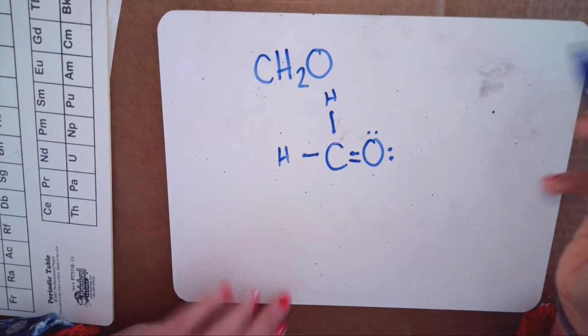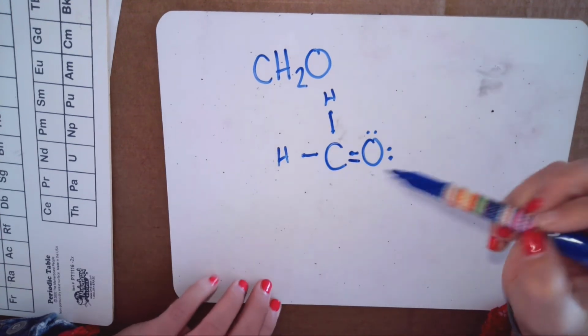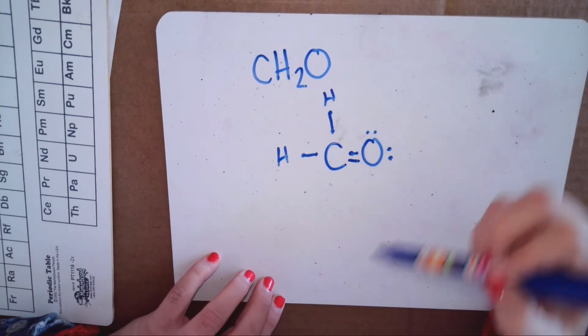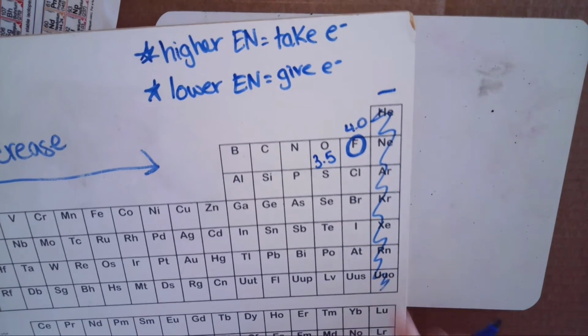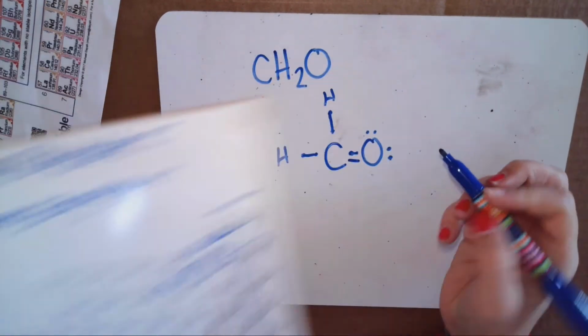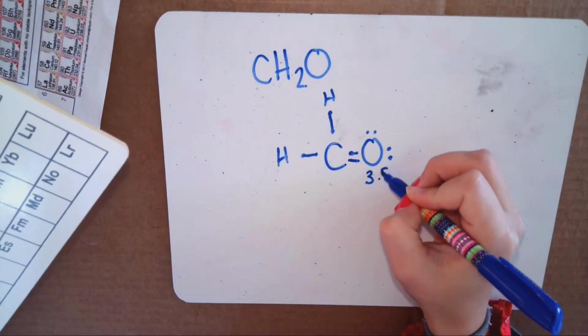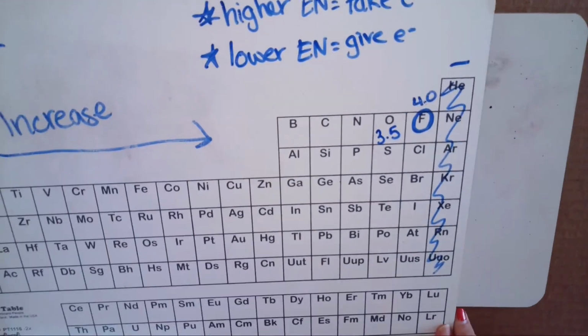So now we're going to take this molecule and find what type of bond each bond is. Okay? So let's start with oxygen. It has an electronegativity of 3.5. So I'm just going to write 3.5.